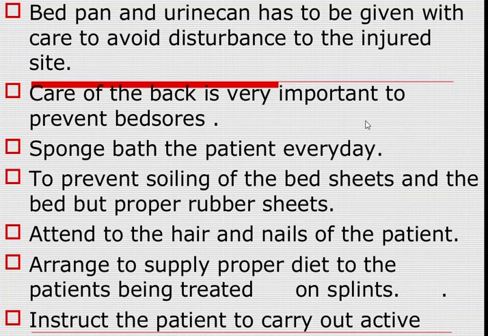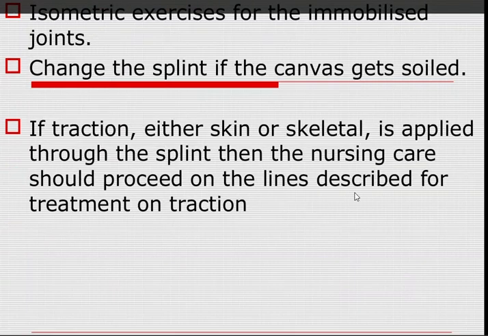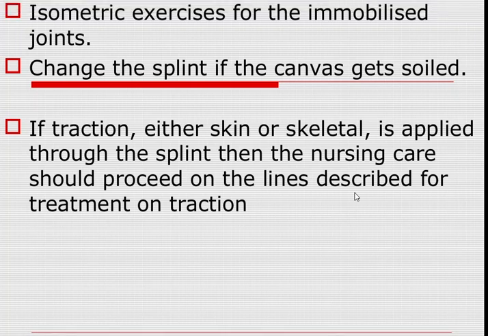Next, arrange to supply a proper diet to the patients being treated on the splints, means proper nutrition is provided, and instruct the patient to carry out the active exercise of the unaffected joints. Instruct the patients that they can do active exercise of the unaffected joint which is free and doesn't have any splints. And last, isometric exercise. For the immobilized joints, they can do the isometric exercise, or we can consult a physiotherapist for the exercise.